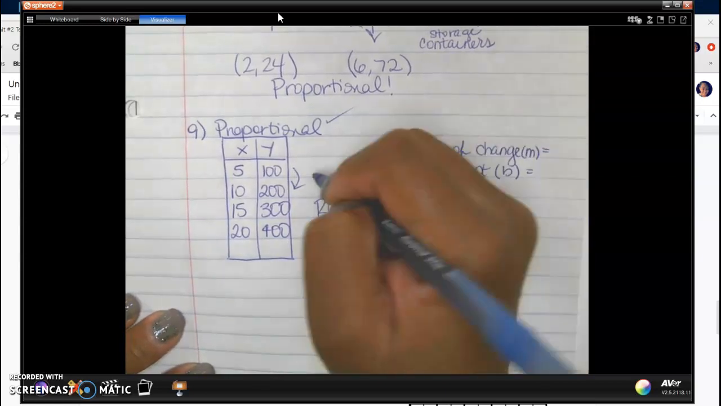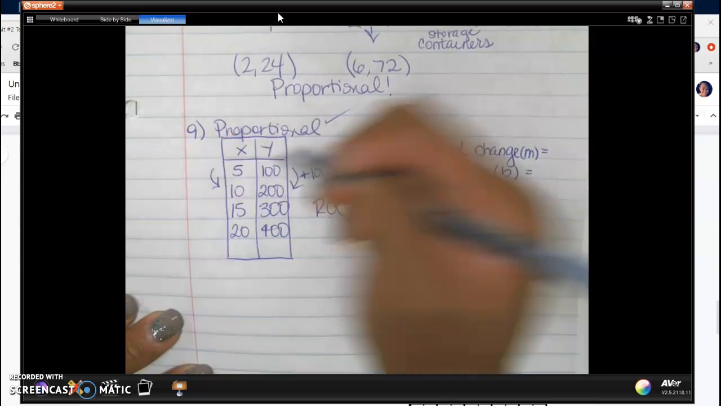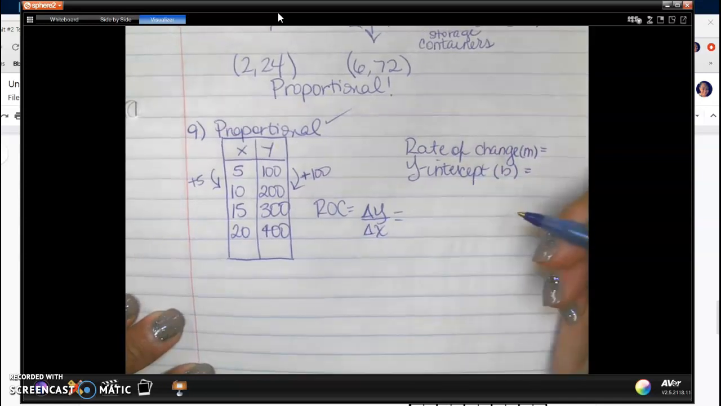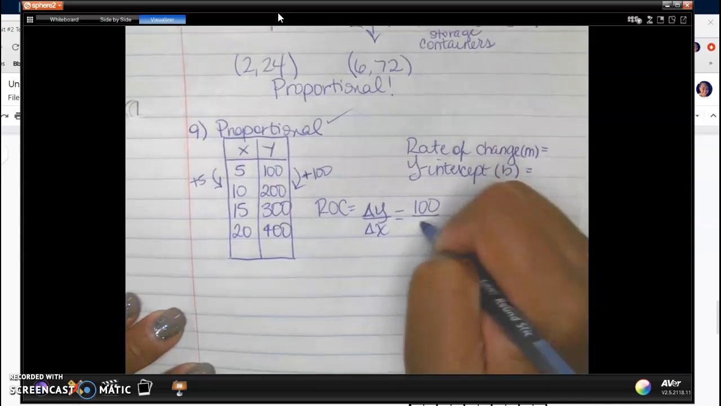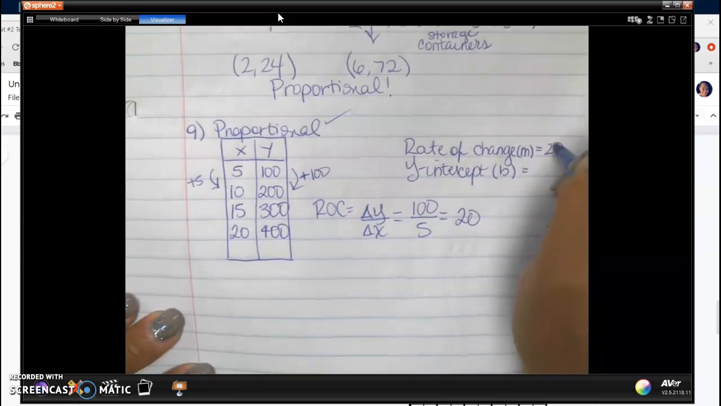Okay, how do I get from 100 to 200? Hold on, I'll answer that question in a moment. Plus what? How do I get from 5 to 10? Who over whom? 100 over 5. 20 is my rate of change.